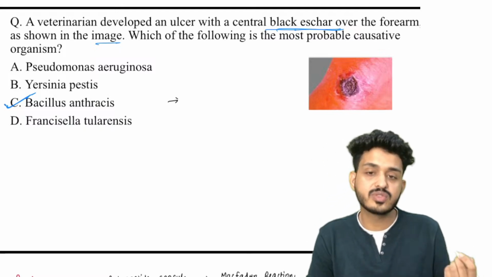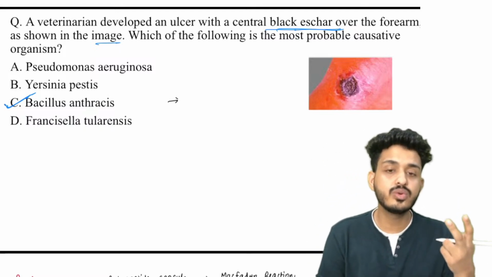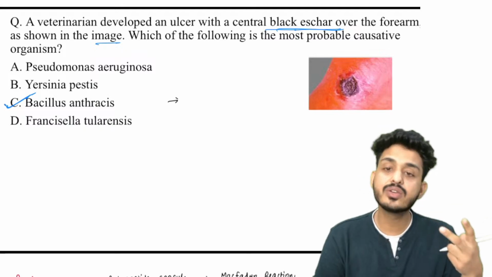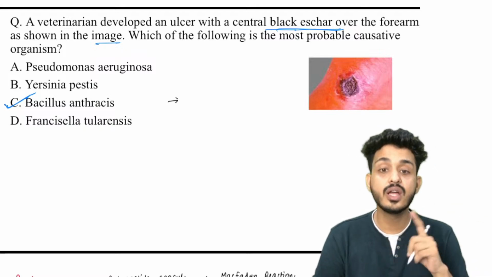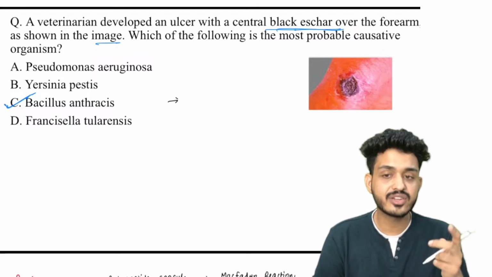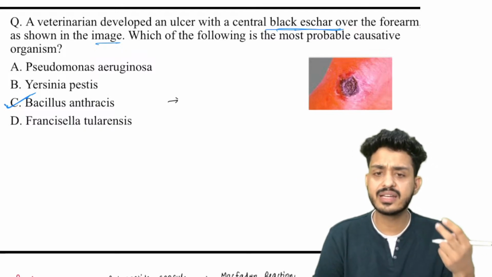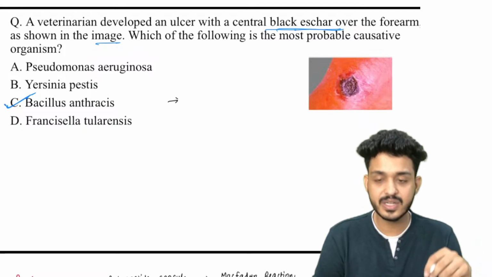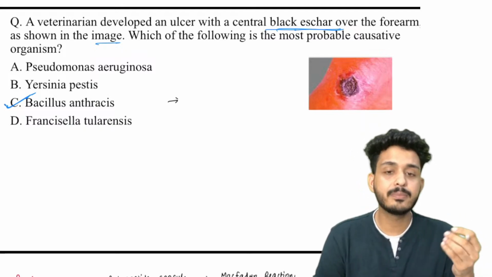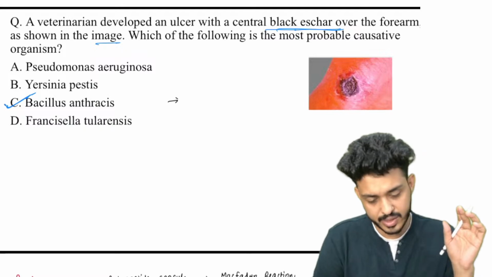These are capsulated organisms. Two organisms which are capsulated, two reactions we have studied. One is for the pneumococcus, that is the Quellung reaction, and the second one is for Bacillus anthracis, that is the McFadyean reaction. The capsule of this particular organism is made up of polypeptide. All other capsules are made up of polysaccharides.